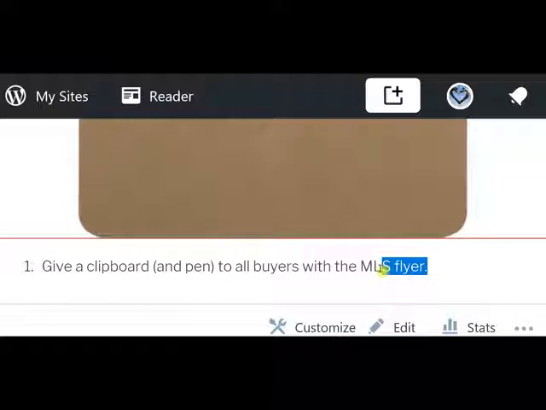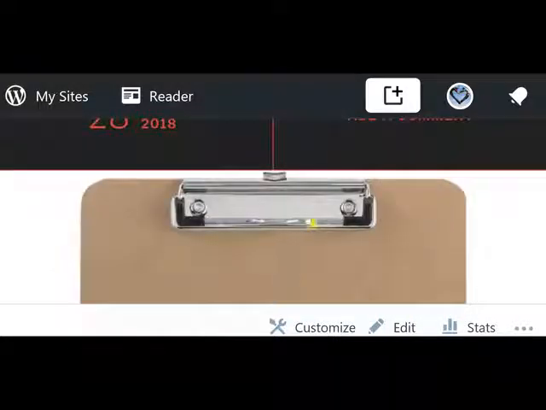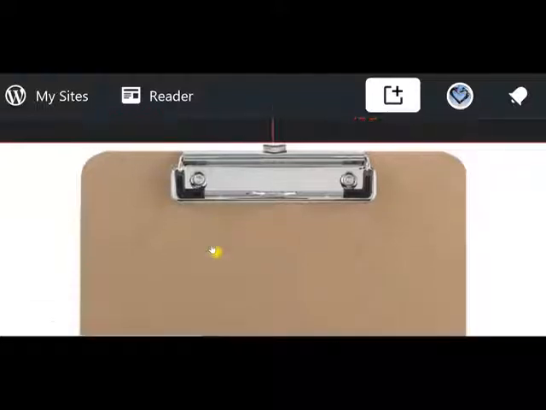Print out your flyers for the houses you're going to show. Put all the flyers on each clipboard. Take your clipboards into the car. Show up to the property. They will meet you there.